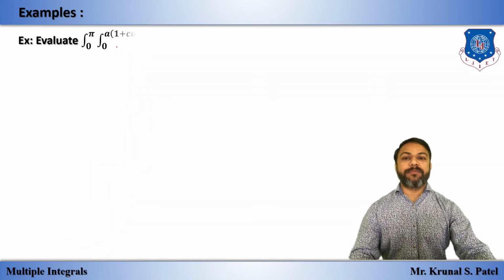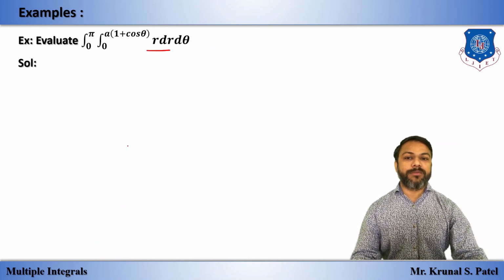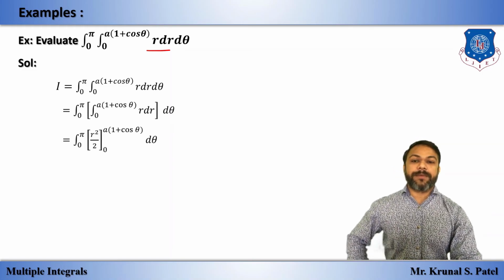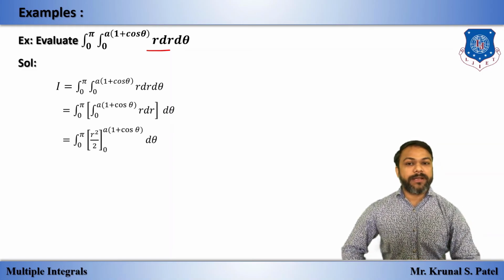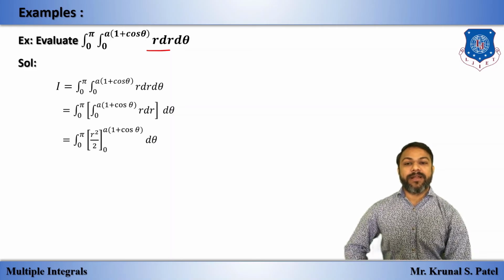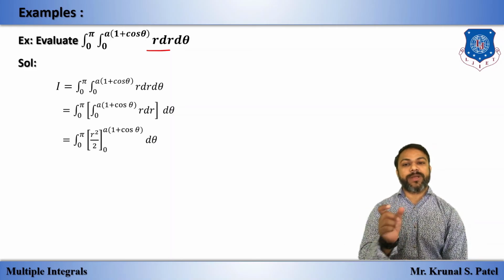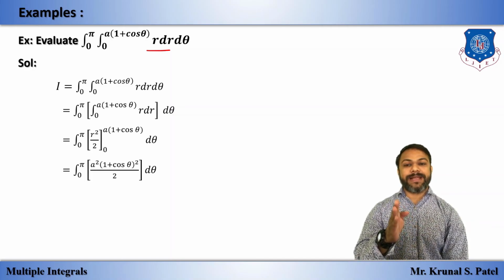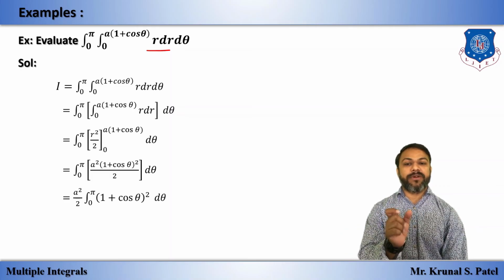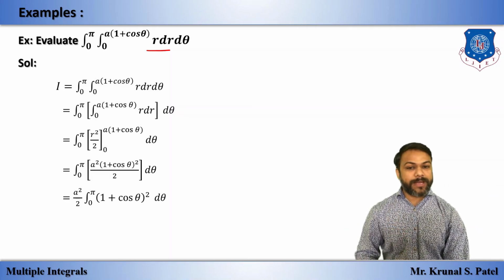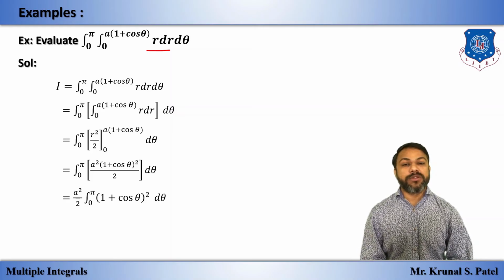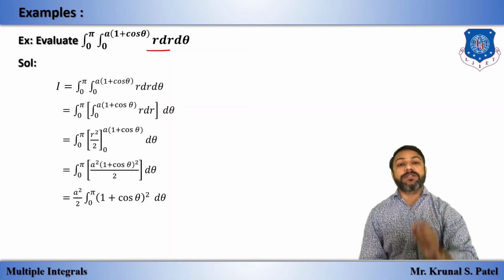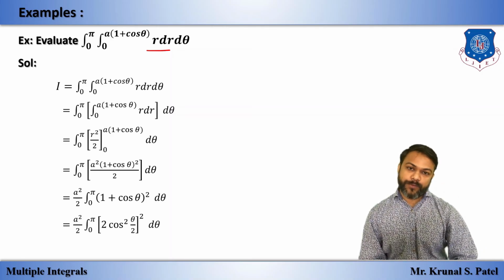So, one more example, which you can solve by yourself. You can see here, first we integrate r with respect to r: r squared by 2, upper limit a(1 plus cos theta) whole squared, so a squared (1 plus cos theta) whole squared, and the lower limit 0 will give us 0. We take a squared by 2 outside, so we have (1 plus cos theta) squared, which we can expand and integrate, or use the formula 1 plus cos theta is 2 cos squared theta by 2.